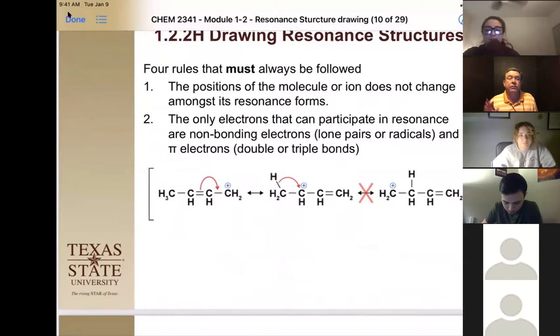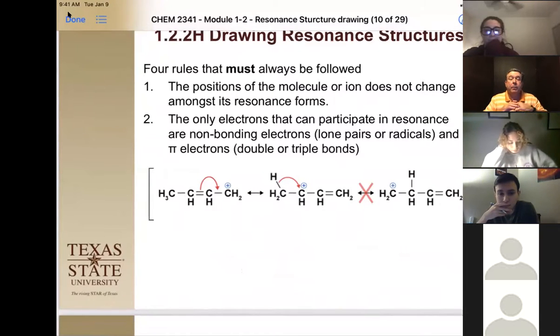Okay, so the first thing is the positions of the atoms do not change amongst the resonance forms, meaning that we are not going to break any bonds, we are not going to move any atoms. They have to have the exact same connectivity to everything. However, double bonds and charges can move because those are just electrons.